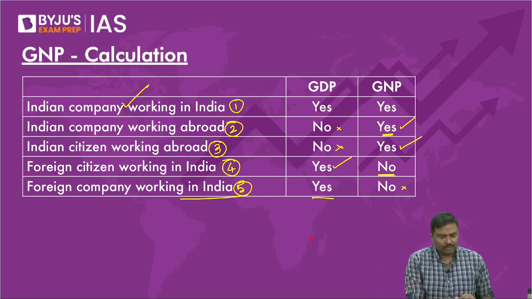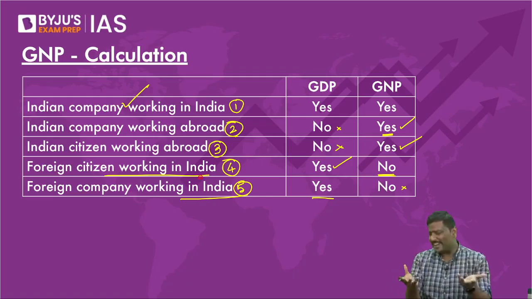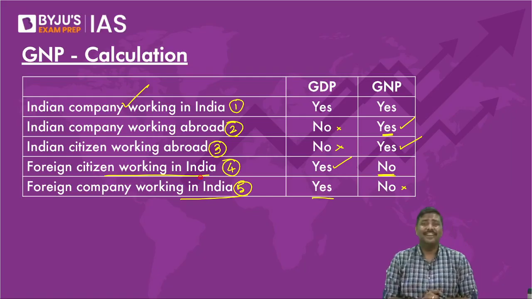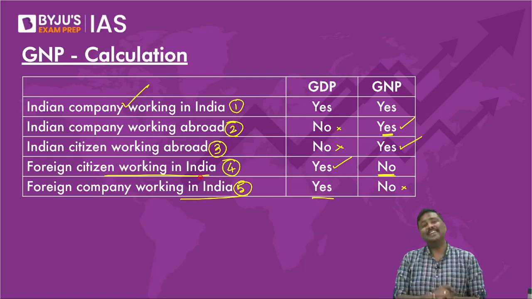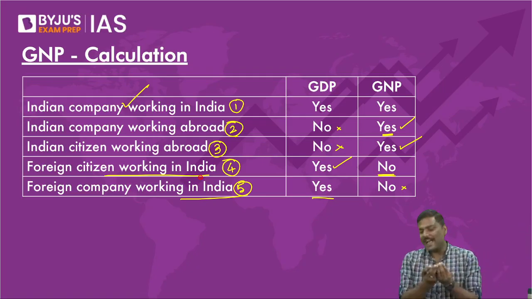Point number four, a foreign citizen is working in India. My dear, regarding GDP, again you're missing the point. What is GDP? Production should happen in India. The whole Ramayana is over now. Production should happen in India.